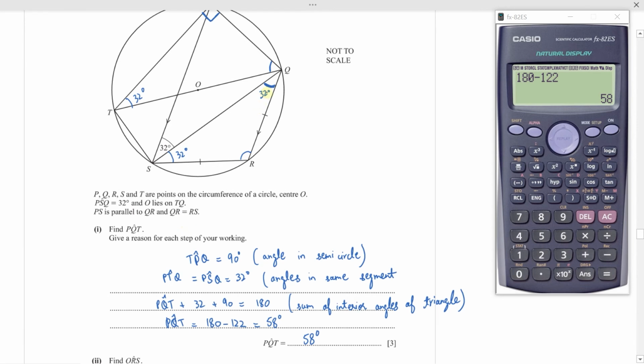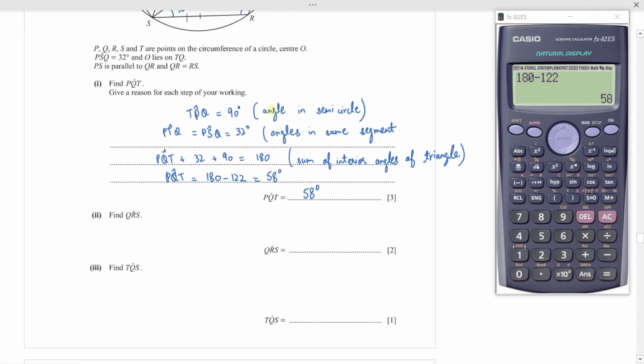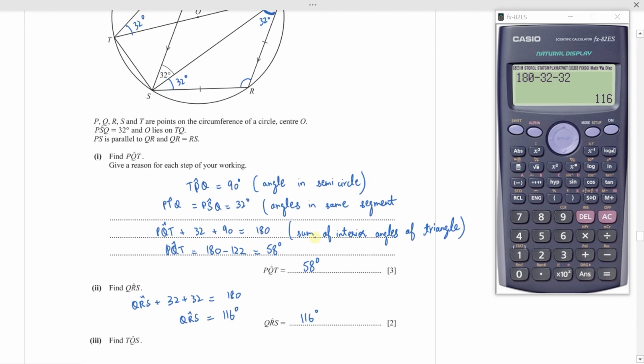So now I can use the sum of interior angles of the triangle again. So I will have QRS plus 32 plus 32 equals 180. So this will give me QRS equals 180 minus 32 minus 32, which is 116 degrees. So this angle here is 116.